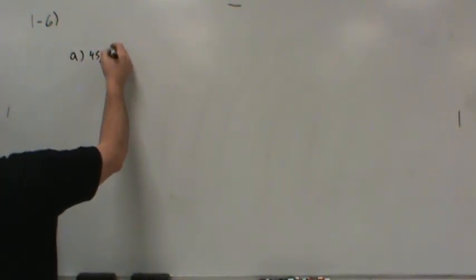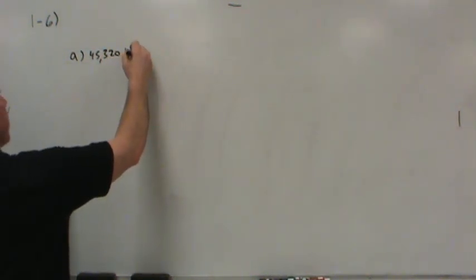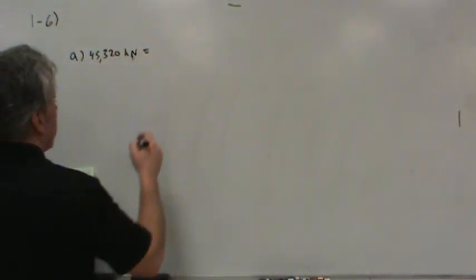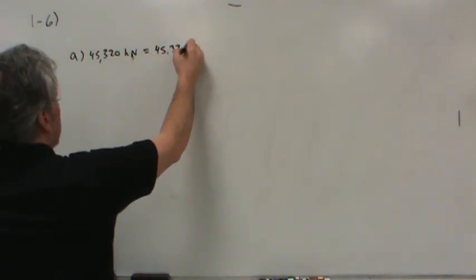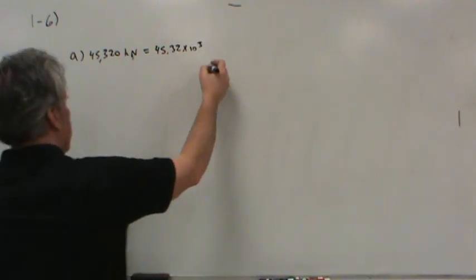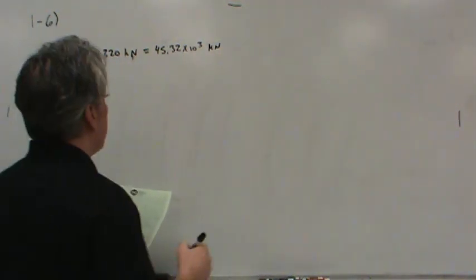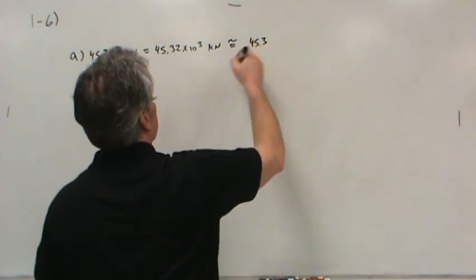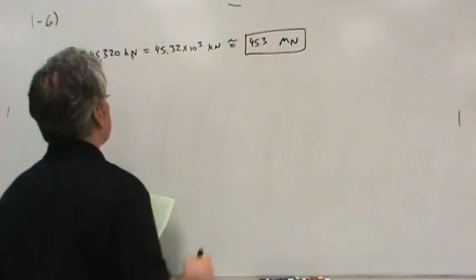A was given as 45,320 kilonewtons. Let's make that N a little bigger. Now the first thing I would do is express the number in scientific notation. So 45.32 times 10 to the third kilonewtons. Well, kilo is 1,000, 10 to the third is 1,000. So I could express this in meganewtons, and I would round it off to three significant figures by dropping that 2 and then meganewtons. So it's pretty straightforward.